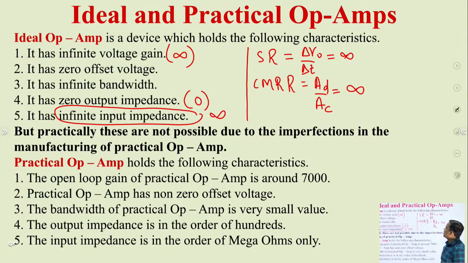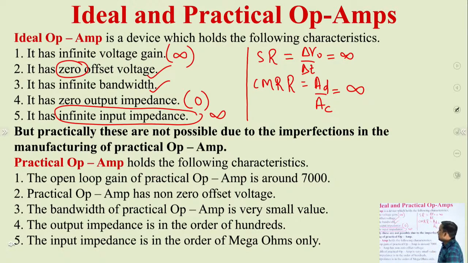So after this CMRR we have the offsets. For the ideal operational amplifier, the output offset voltage is also 0. It is also very small. So very small here is nothing but 0. And also the gain of the ideal op-amp is infinite, means it will allow all signals to pass.